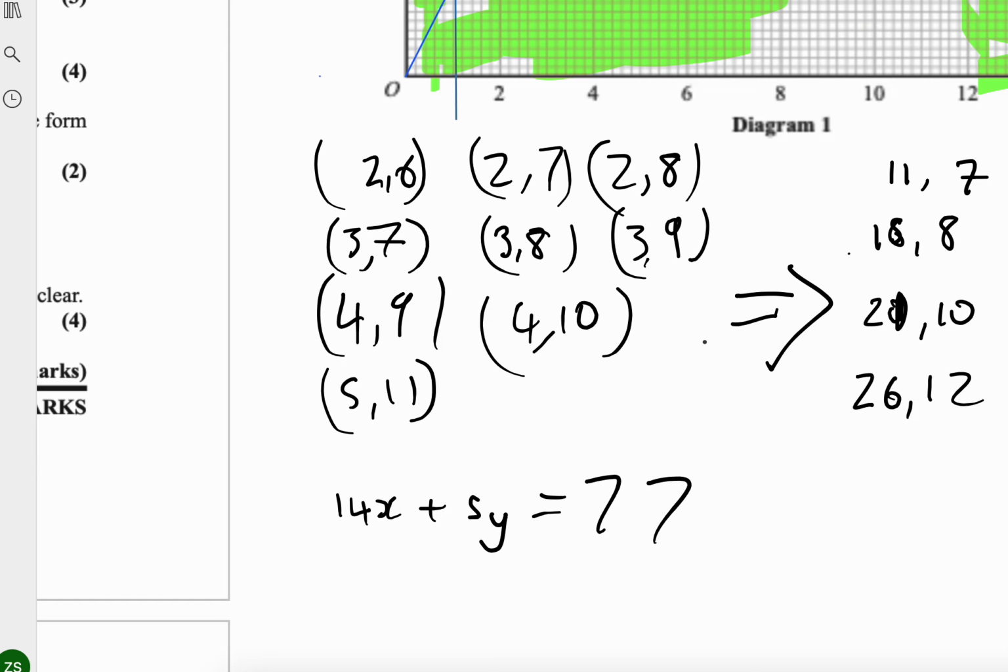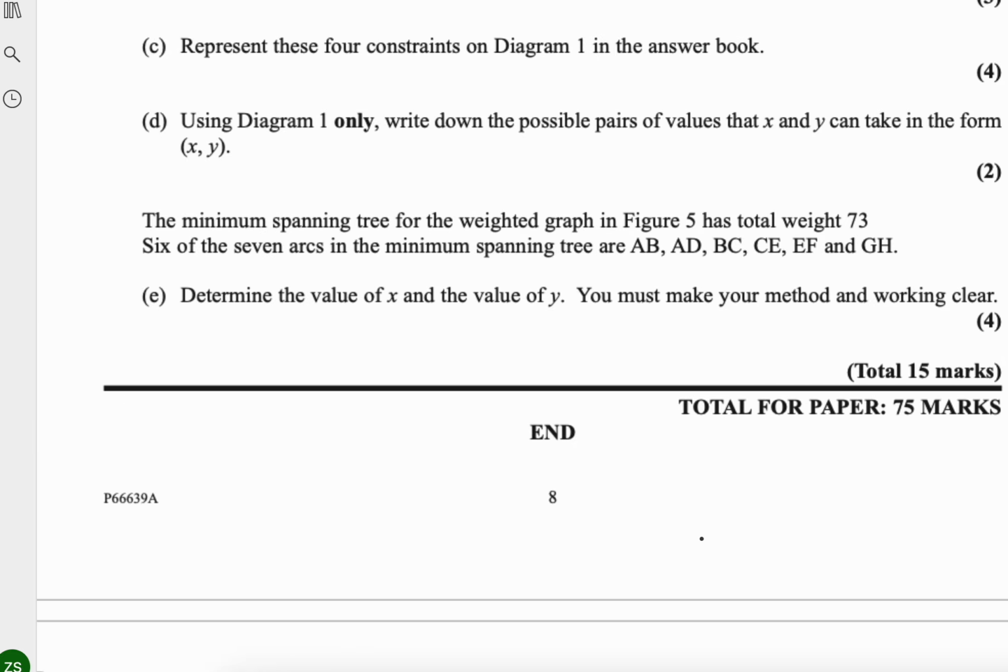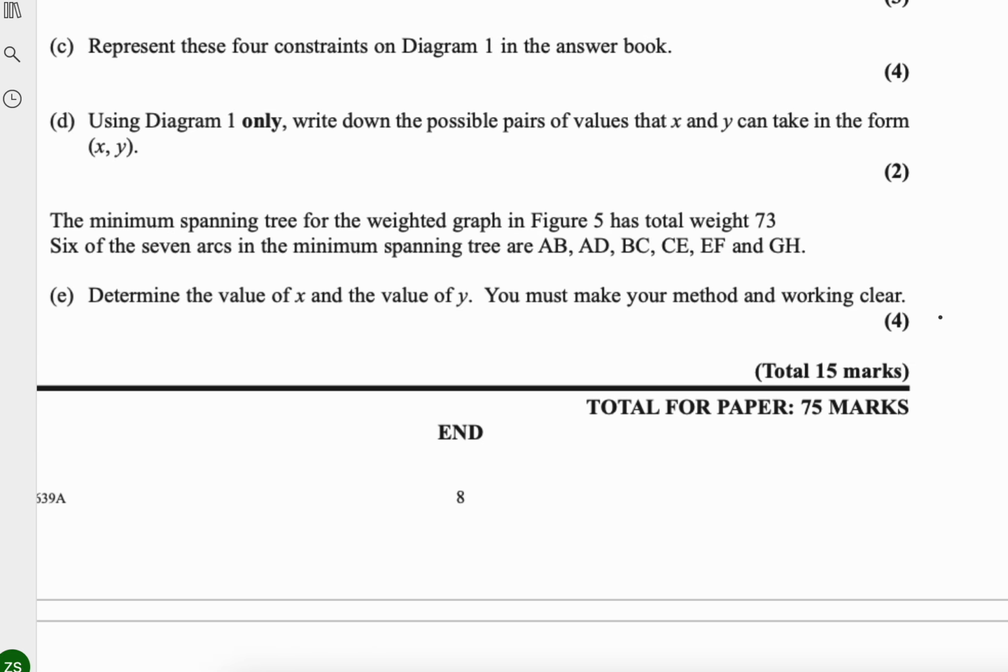Which one did you get? 3 and 7. So it's a bit of trial and error. That's why it's worth 4 marks. It's not particularly hard, but there's a little bit of calculation going on, so you need to understand what's going on. And well done. That takes us to the end of the paper. Hopefully you found that useful.